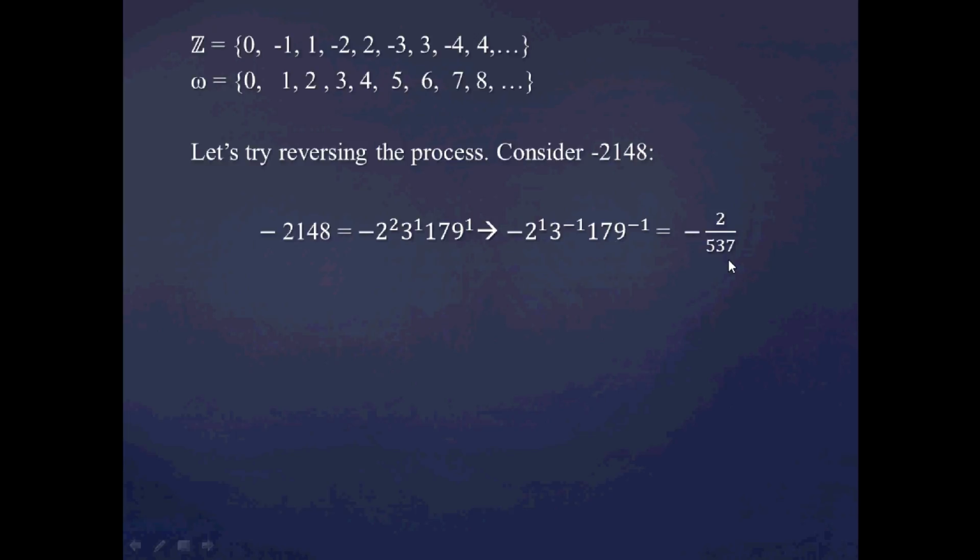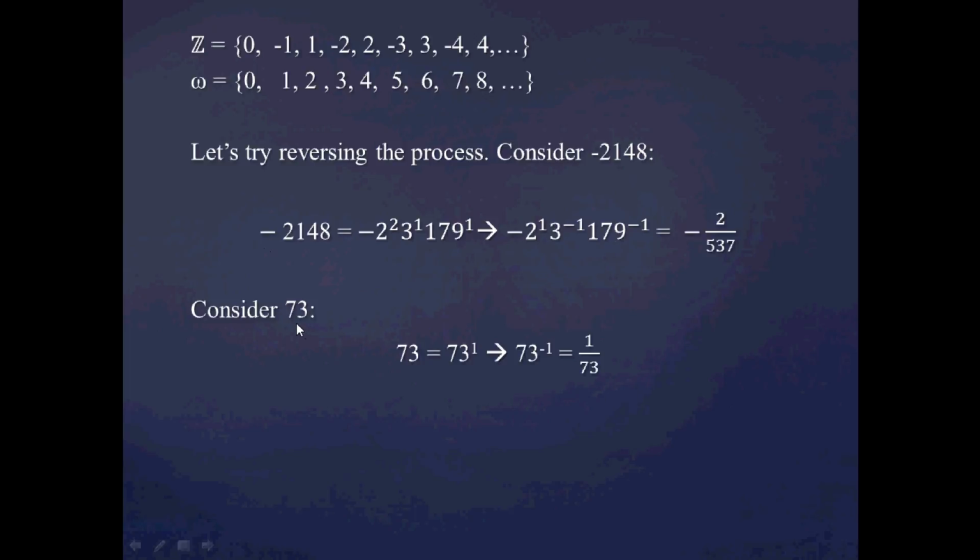And one additional thing to point out with this computation is that the thing you're getting out is guaranteed to be in reduced form. You're never going to get out of this computation something like 4 over 8, for the reason that you're sticking with the prime factorizations only. And one last note is that positive 2,148 would get mapped to 2 over 537. So the sign gets encoded very nicely.